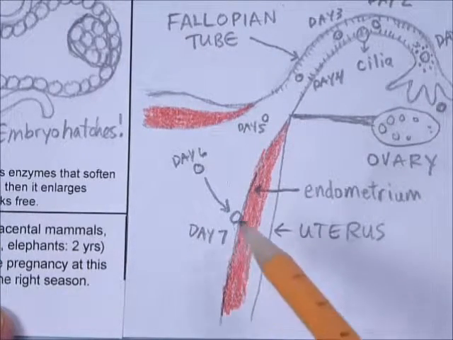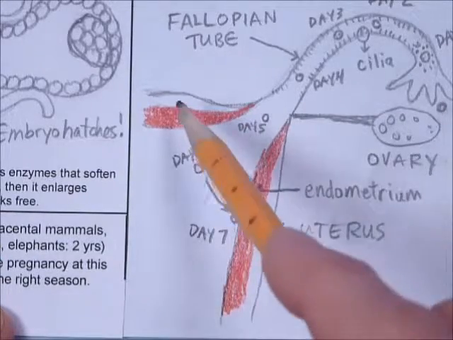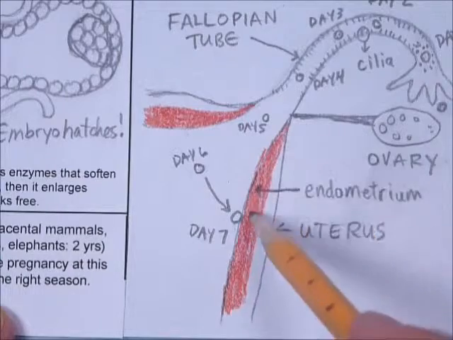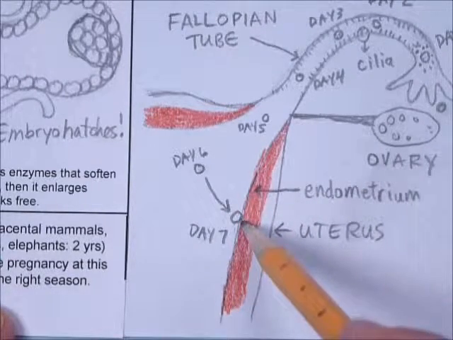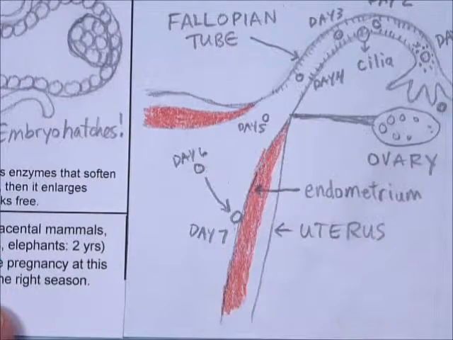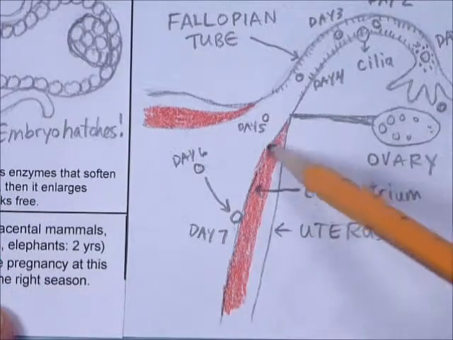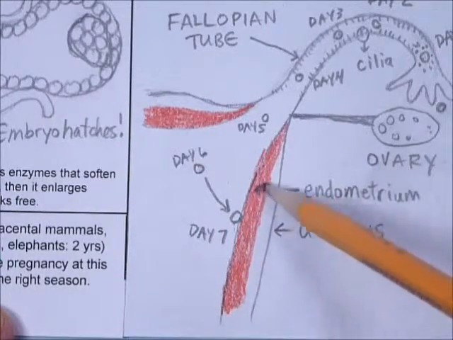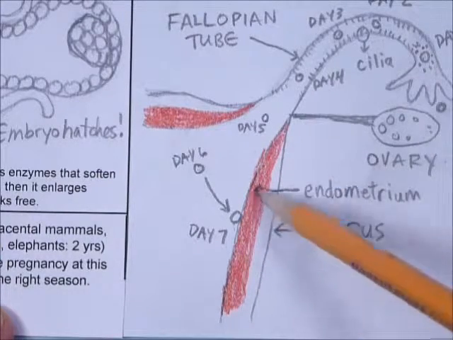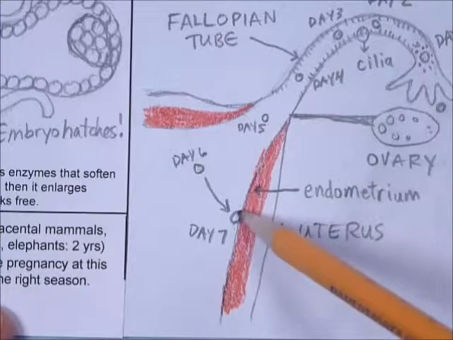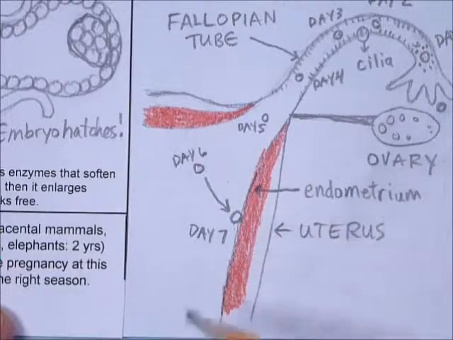Now I've drawn it sticking right here. Maybe it might stick here or on the other side over here. It doesn't always stick right below where it comes out, but it may do that a fair percentage of the time, just kind of roll down here and stick. So the endometrium has been prepared by the woman's body. It's very rich in blood vessels, which are going to supply nutrients to the growing embryo. And we'll see exactly what happens here in drawing 26.